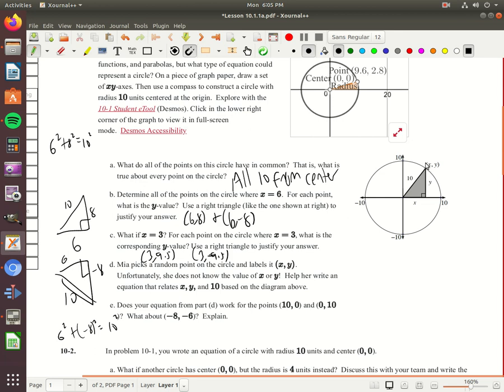Help her write the equation of x, y, and 10 based on the diagram above. Well, if we just call this xy, this point is xy. That makes sense, right? Over x, up y. So it would seem to me that we could say that x squared, this squared, plus this squared would equal this squared, because we have that right triangle.